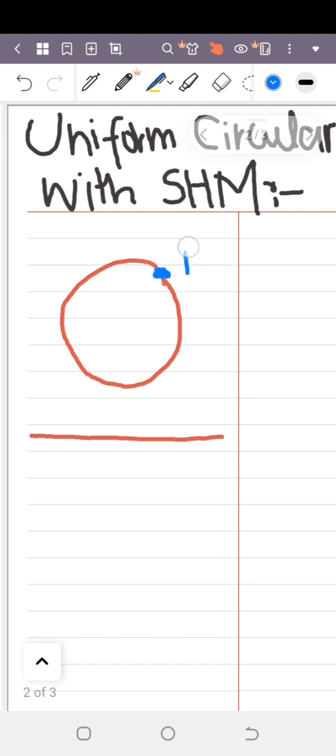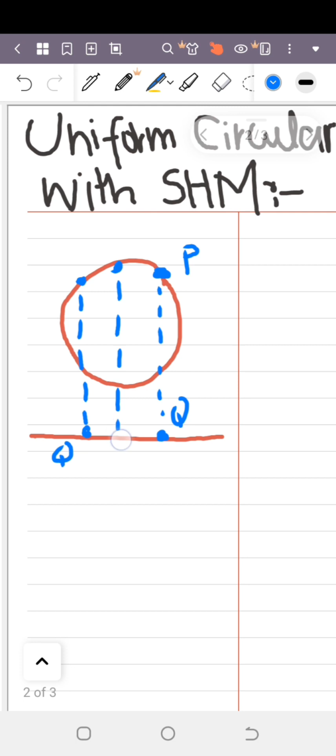Suppose this is point P, and this point P has a projection on the SHM line, which is Q, or you can say a shadow. Q is basically the shadow made of the point P. Here I have another point and its shadow is over here. Same, I have another point, its shadow is over here. So here I have some points whose shadows are on the simple harmonic motion line, which is Q.